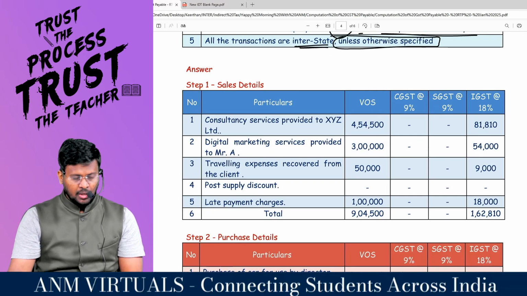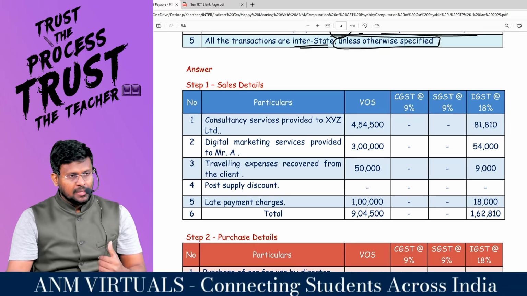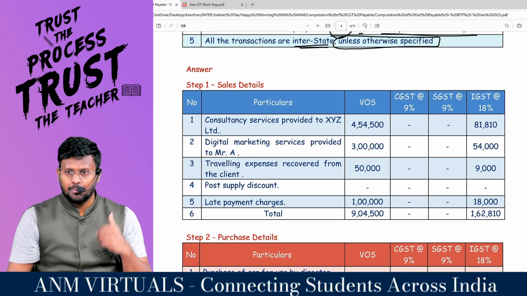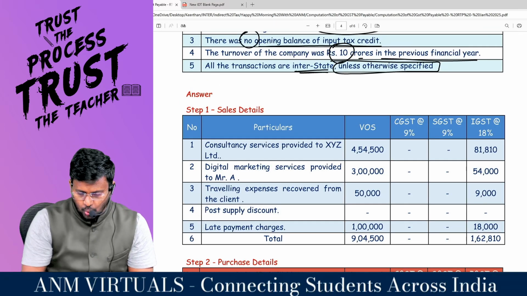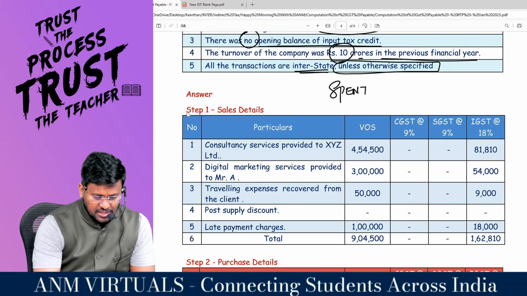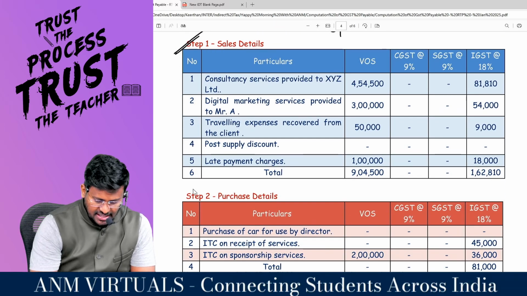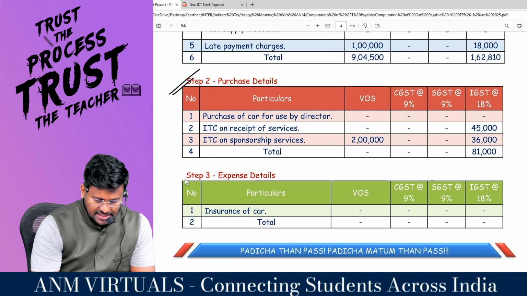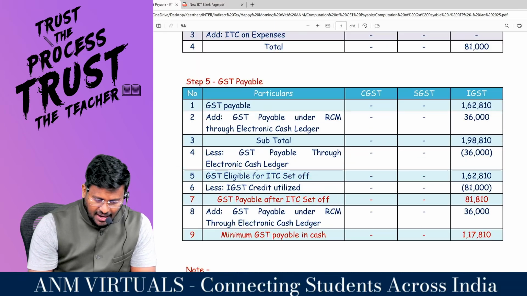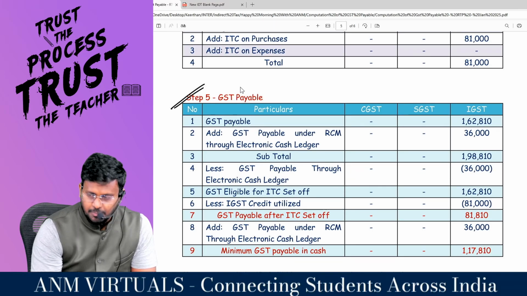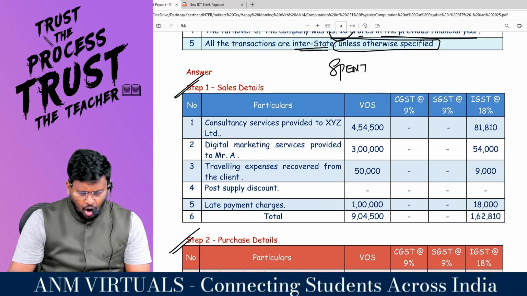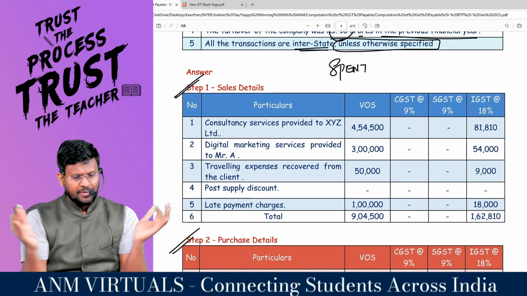Fantastic to the core. Sir, if a question like this comes and they are asking you to solve the computation of GST payable, sir, you have to spend your time. S stands for sales details, P stands for purchase details, E stands for expense details, N stands for net ITC, and sir, tax payable, which is GST payable. Comfortable, sir? Sir, all the outward supply has to be summarized in one table.